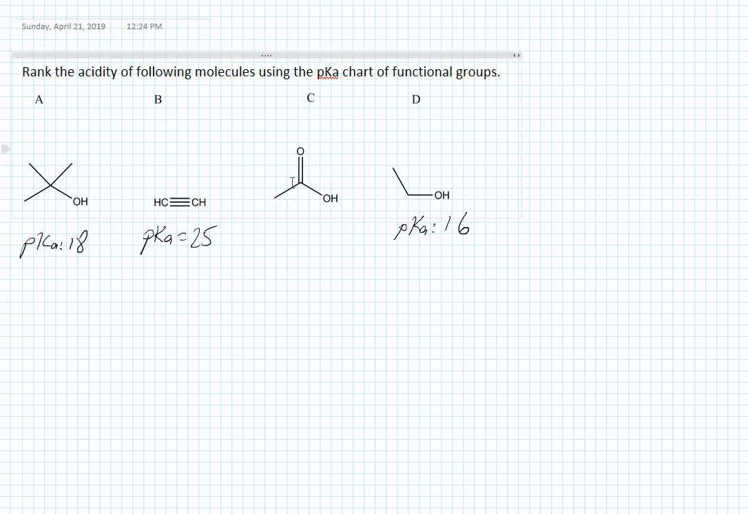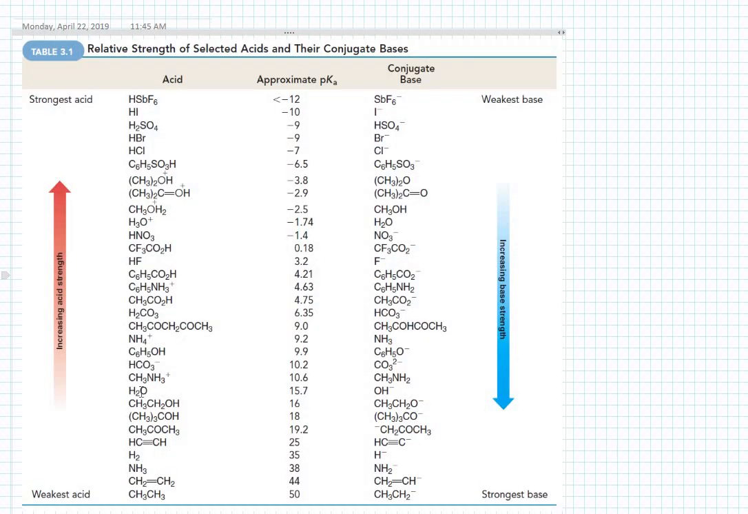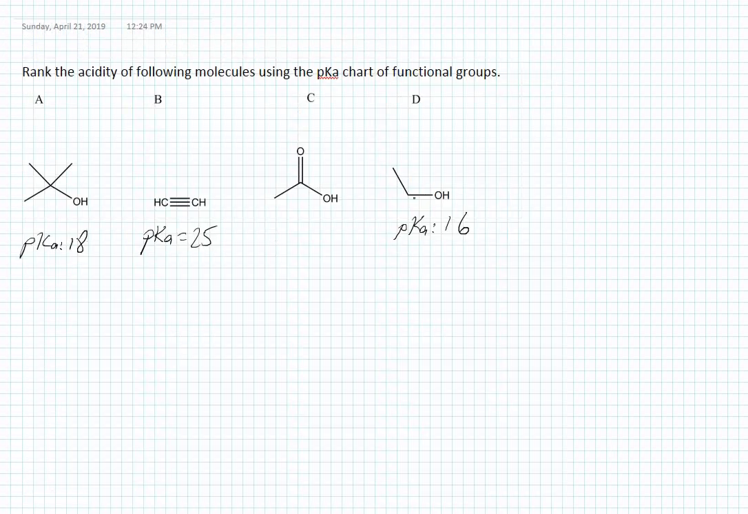And let's find the pKa of carboxylic acid. If we move up, the pKa of carboxylic acid is here. It is 4.75. Basically, this is acetic acid, and the pKa value is 4.75. Let's write here pKa 4.75. Basically, based on pKa values, we can rank their acidity. Which molecule has the lowest pKa value? Molecule C, which is a carboxylic acid.